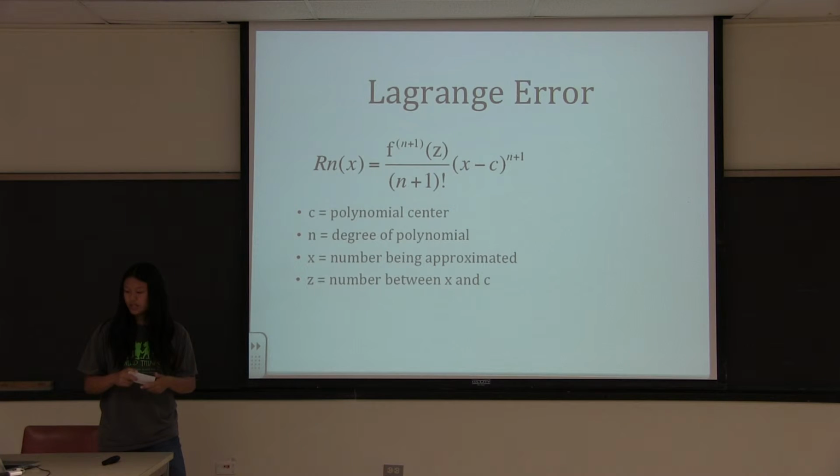C is the polynomial center, N is the degree of the polynomial, X is the number being approximated, and Z is the number between X and C. So you need to find the maximum of the nth derivative of the function f of x, to maximize the error as much as possible.